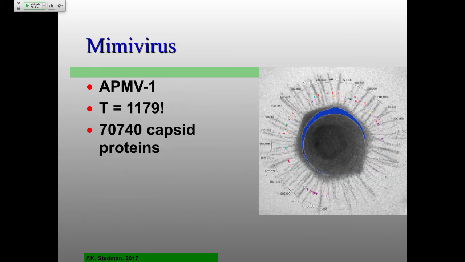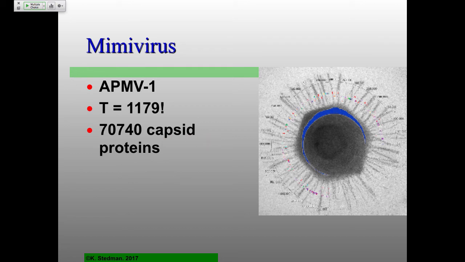And even if you go to what used to be the largest virus, I know I'm out of date here, mimivirus, the, is it amoeba, acanthamoeba, I forget what the P is for. Mimivirus, T equals 1,179, but still icosahedrally arranged in terms of all these. And you can just do the math. I did it for you. 70,740 capsid proteins. No, I don't expect you to remember that number.